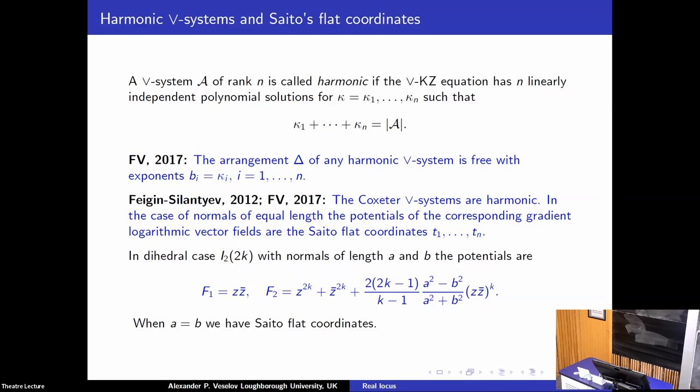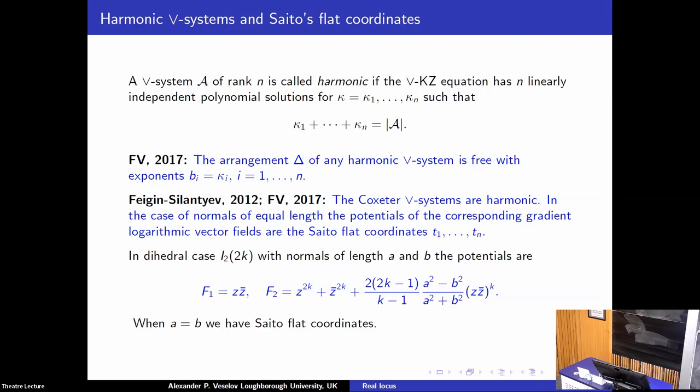So for example, for B2, if you take proper B2, then A squared will be something like 2. Really, what are A and B? Lengths. Of the roots. We're talking about the dihedral case. For B2, we have to take equal lengths, not B2 as we understand in Lie algebra, but equal. And then we have Saito coordinates. If we take Lie algebraic lengths, we have an extra term, right?